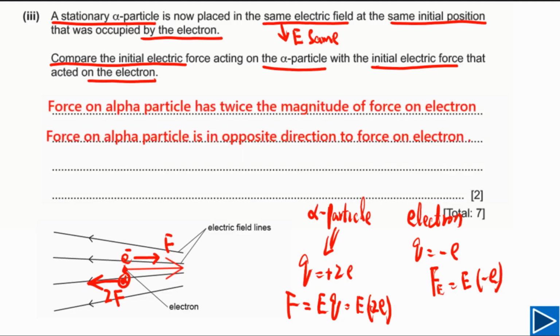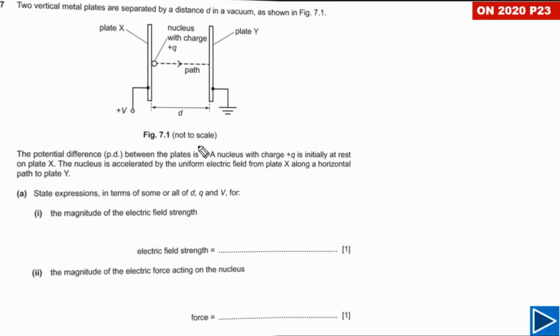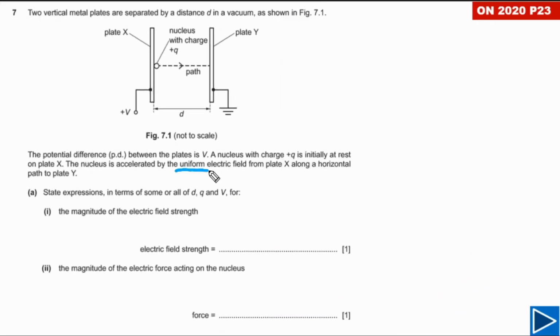So there are 2 points we need to understand. You need to mention the force on the alpha particle is twice the magnitude of the force on the electron. The second thing you need to mention is the force on the alpha particle is in the opposite direction to the force on the electron.